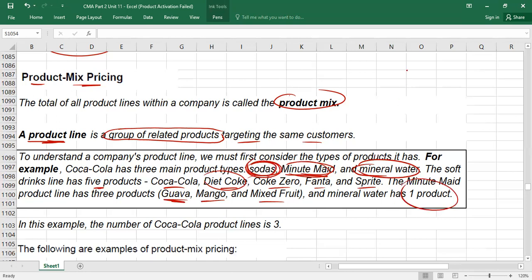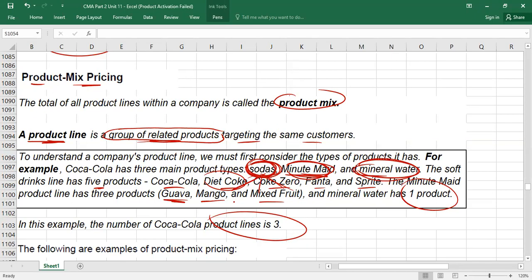So it means all these sodas, Minute Maid, and mineral water. Even under sodas, we have different types, right or wrong? So these are the three main product lines. This is what is called a product line. A product line is the group of related products. So in this example, Coca-Cola has three product lines.